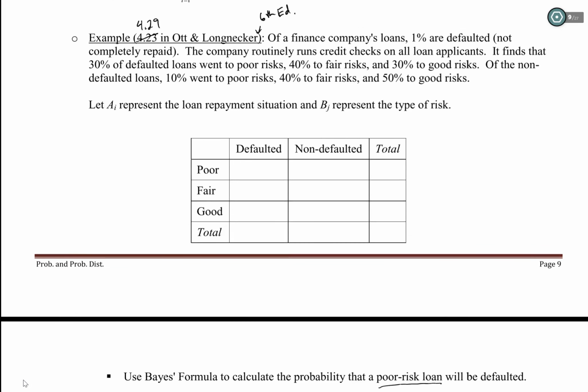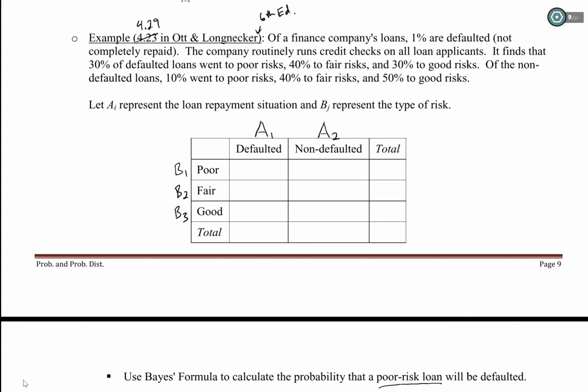So let's take a moment and try to parse out the important information here. I'm going to let A1 represent the loan repayment situation of a default, and A2 represent a non-default. I'm going to let B1 be the poor risk, B2 a fair risk, B3 a good risk. Within the context of this problem, I'm given certain information about these events.